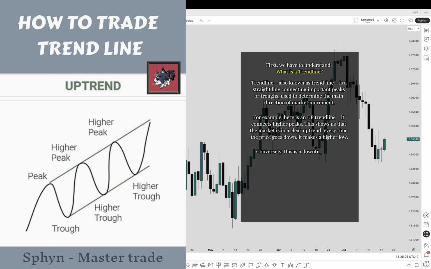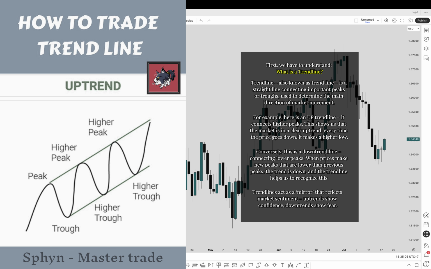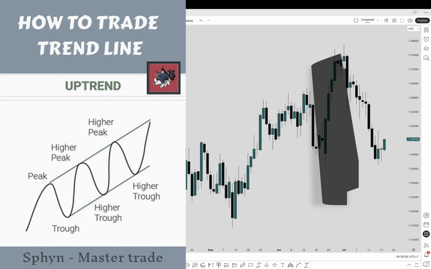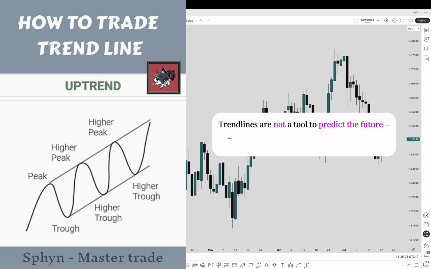Conversely, this is a downtrend line, connecting lower peaks. When prices make new peaks that are lower than previous peaks, the trend is down, and the trend line helps us to recognize this. Trend lines act as a mirror that reflects market sentiment. Uptrends show confidence, downtrends show fear. Trend lines are not a tool to predict the future. They help you understand the past to make better decisions in the present.